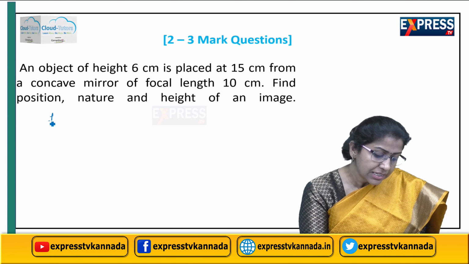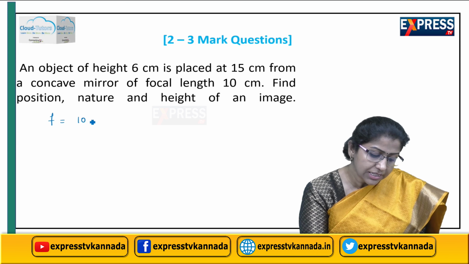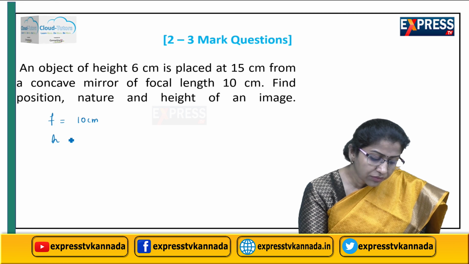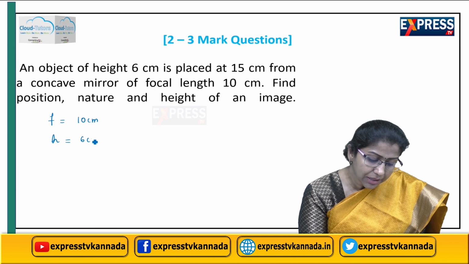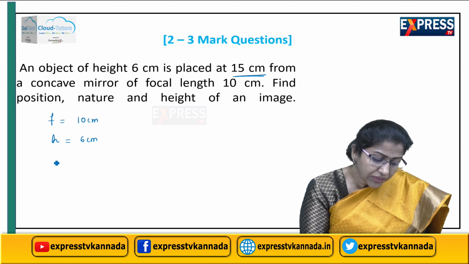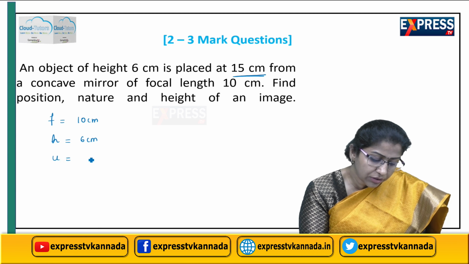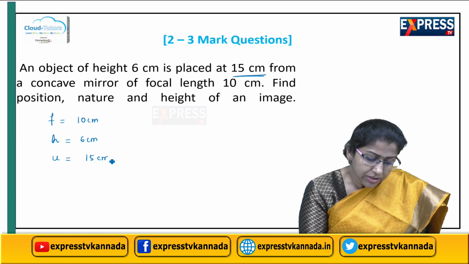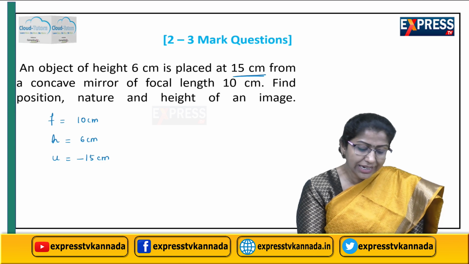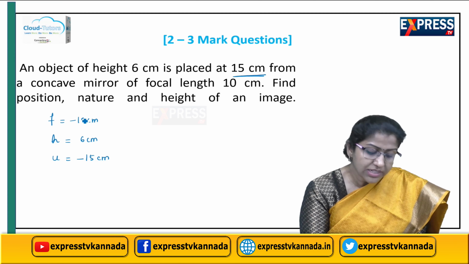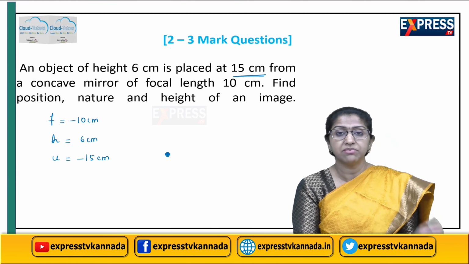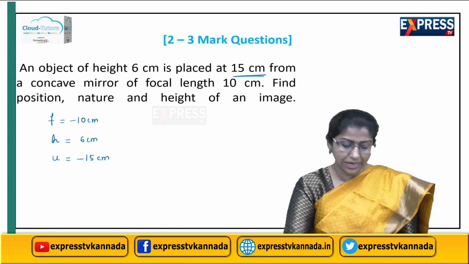So first thing is the focal length of the mirror, it is 10 centimeters, and the height of the object is 6 centimeters. Where is it placed? It is placed at a distance of 15 centimeters. U is equal to 15 centimeters. As per the sign conventions, the object distance is always negative, focal length is always negative for a concave mirror, and height of the object is always positive because it is above the principal axis.